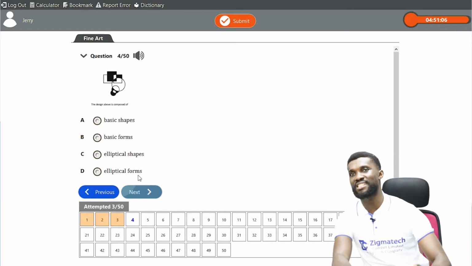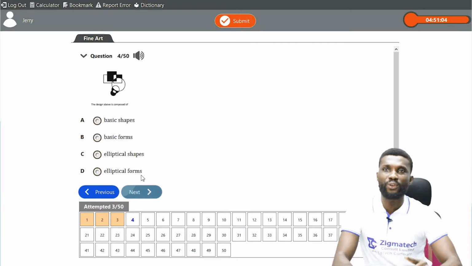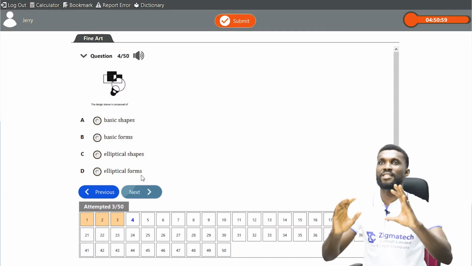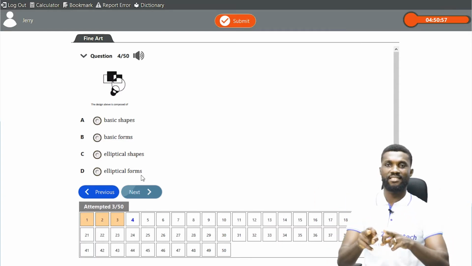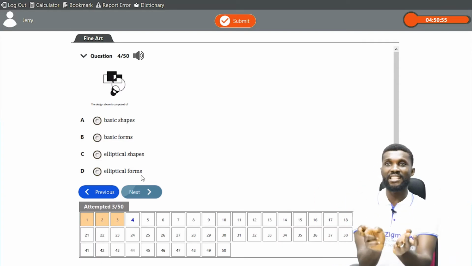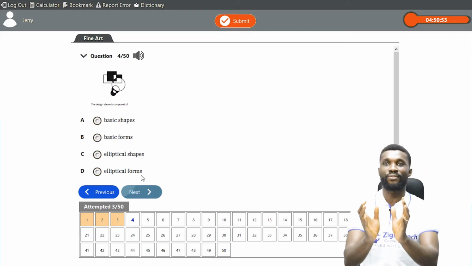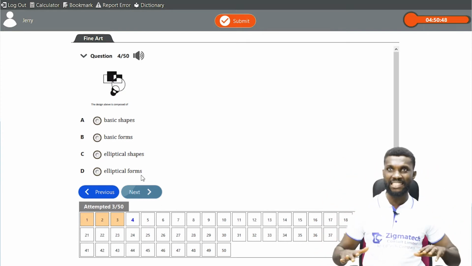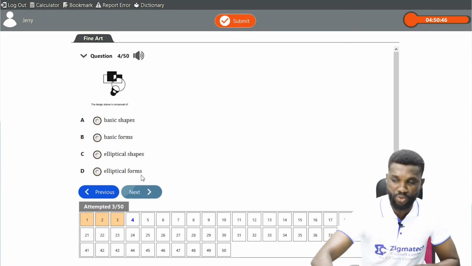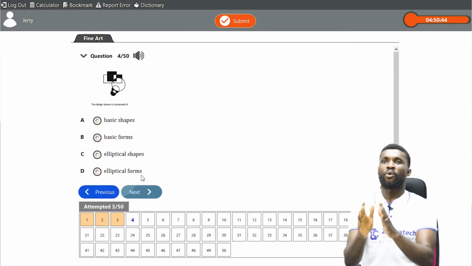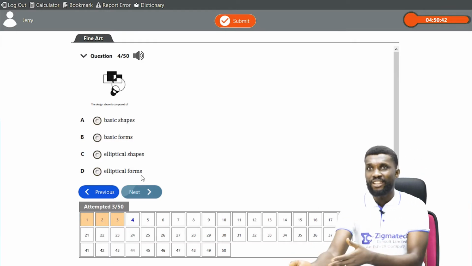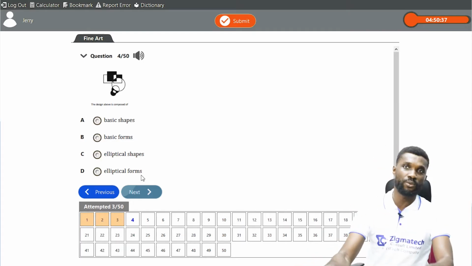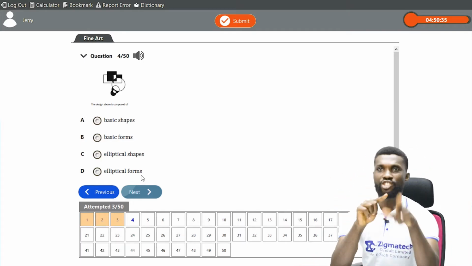Now, let me break it down so that you understand exactly what they're trying to explain. Now, first of all, let's take A, shapes. What are shapes? Shapes are enclosed lines. You understand? They are what? Enclosed lines. They are the outline of an object. That is shape. They are the outline of what? An object. The shape of a man, the shape of a woman. You understand? Now, the form is the 3D of what? A shape. Now, forms are 3-dimensional, while shapes are 2-dimensional. That's just the major difference between forms and shape.